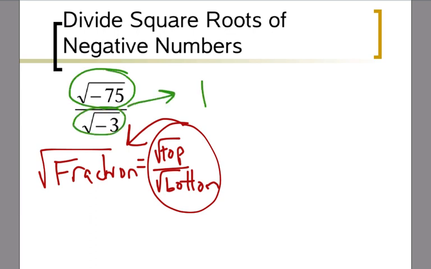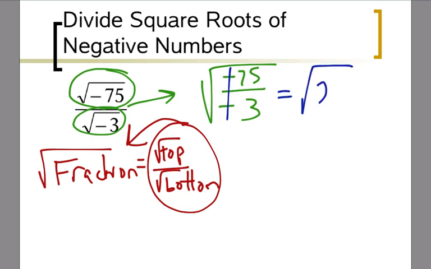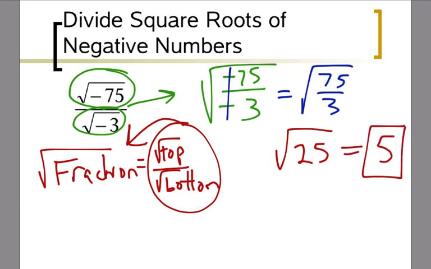I can rewrite this to be the root of the whole thing, negative 75 over negative 3. And that makes my whole life a lot easier, because I can just cancel out the negatives without having to pull out any i's. This is still valid, because it's not two separate problems, it's actually one thing. And then I'm just left with the square root of 75 over 3, and I just reduce it to be the square root of 25, because 75 divided by 3 is 25, and so the answer is just 5. Same answer I had before, just a little bit quicker way of doing it.